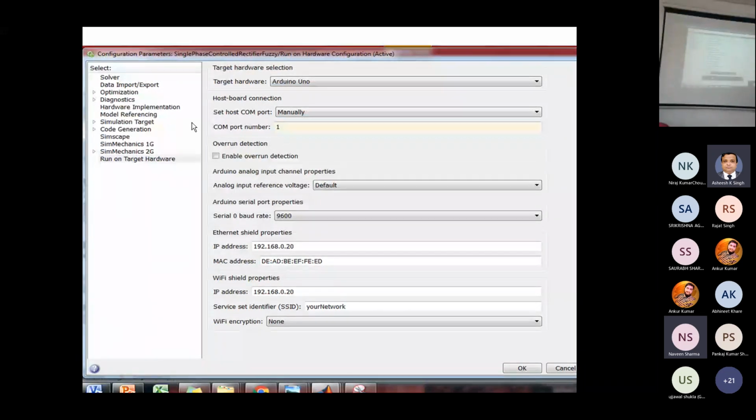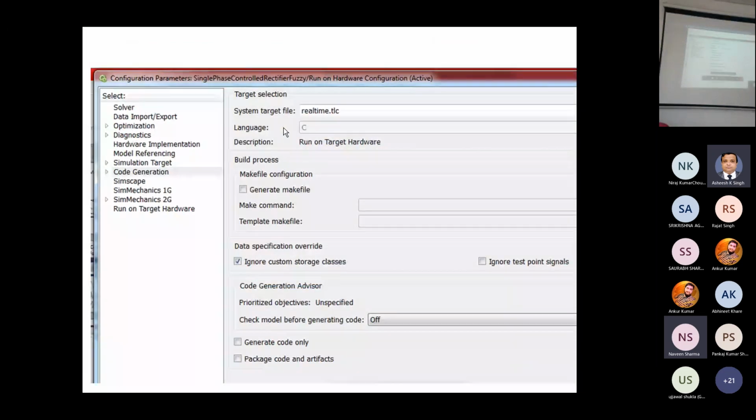The port can be accessed at the location in the device manager. You can see your Arduino is connected to some port. You can see this information and put your number here. Suppose it is connected to port number 13, so you will put 13 here, then only the controller will work in real time.